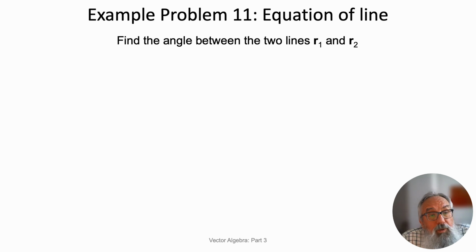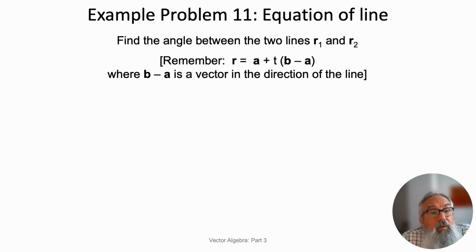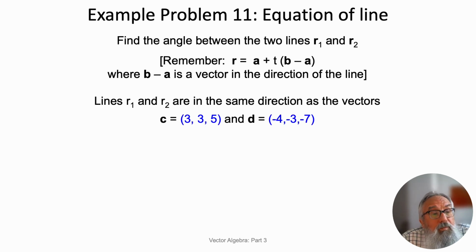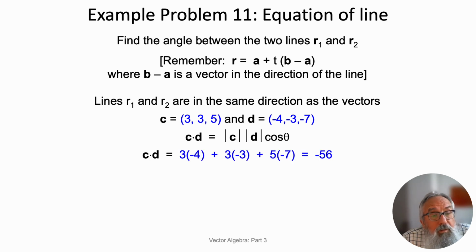Find the angle between the two lines. So we know about angles. We've got two vectors in the line. It's the component of t. We just do our dot product to find cos theta.